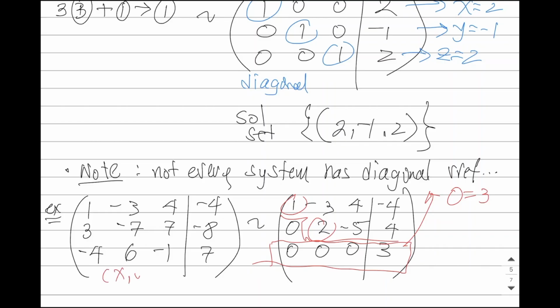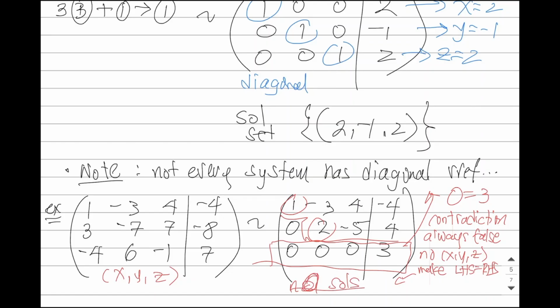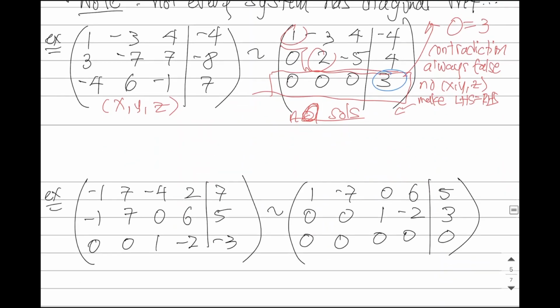Now, the variables in our system here are x, y, and z. When you solve a system, you are trying to figure out which values of x, y, and z will make the left and the right equal for all the equations. When you encounter a 0 equals 3 like this, it is what we call a contradiction, something that's always false. No x, y, z will make the left-hand side equal the right-hand side. And if that's the case, there are no solutions. When you encounter a row like this with a contradiction, you cannot have solutions to your system.